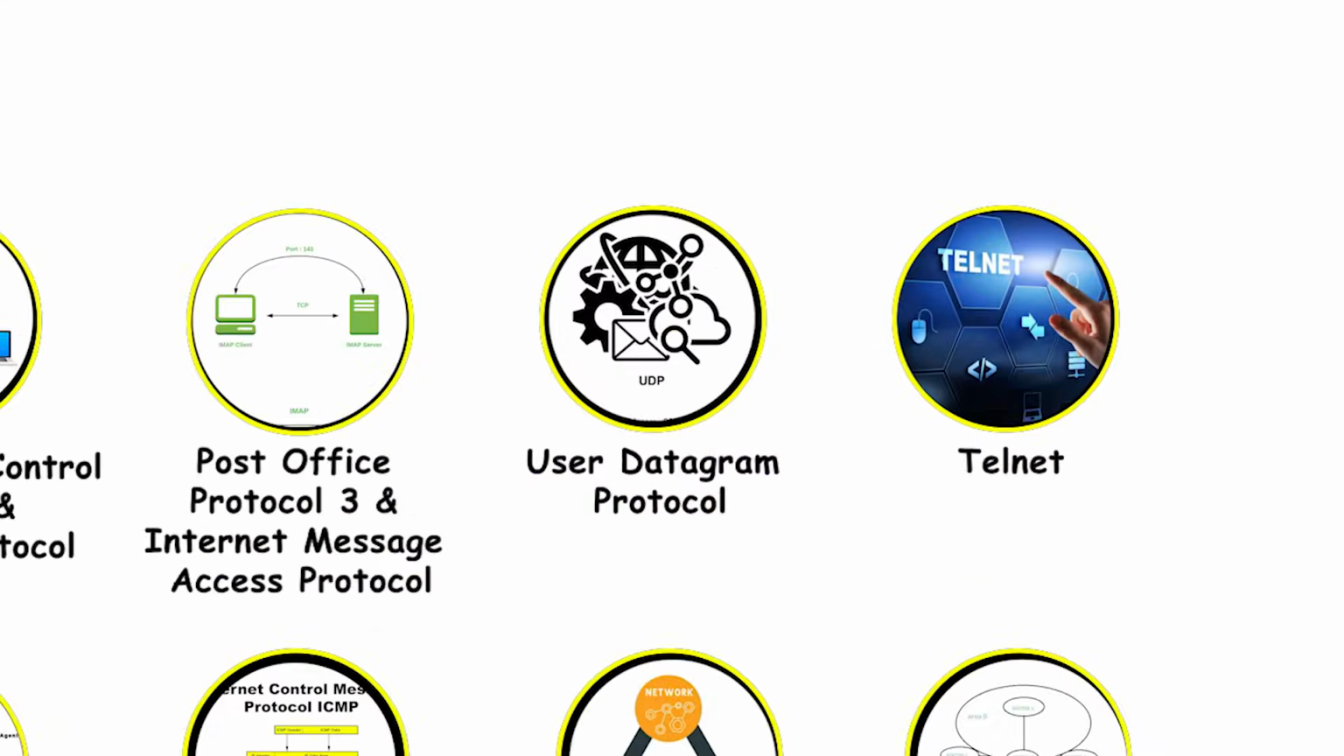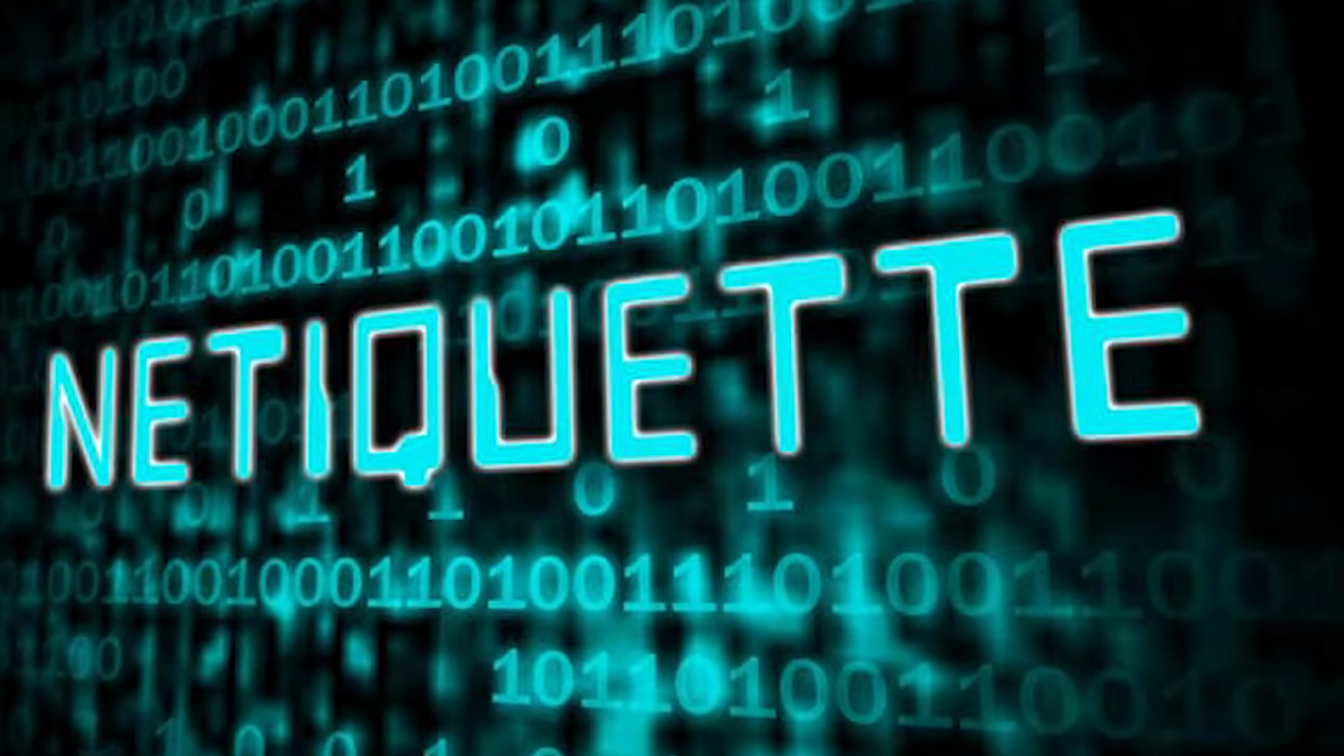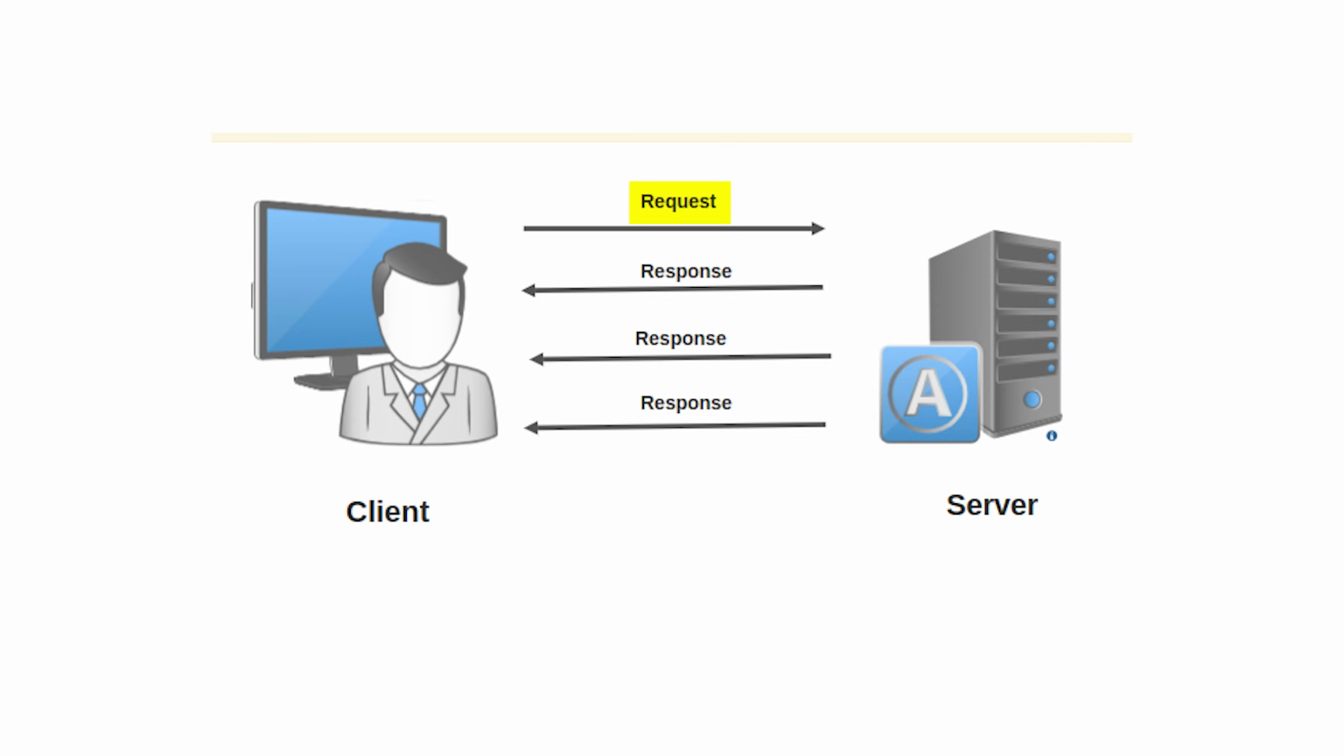User Datagram Protocol. Not all internet communication needs to be perfectly reliable. Sometimes speed matters more than accuracy. The User Datagram Protocol is built for exactly those situations.